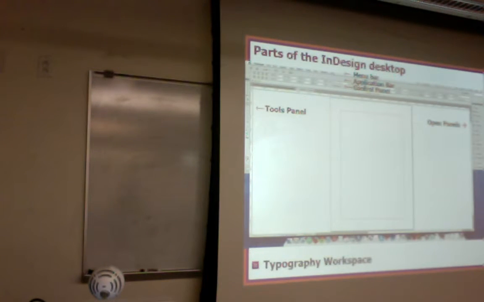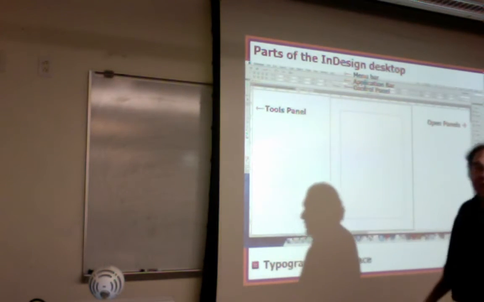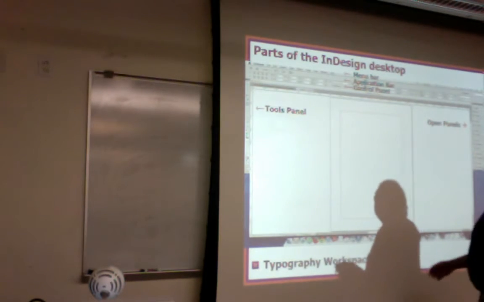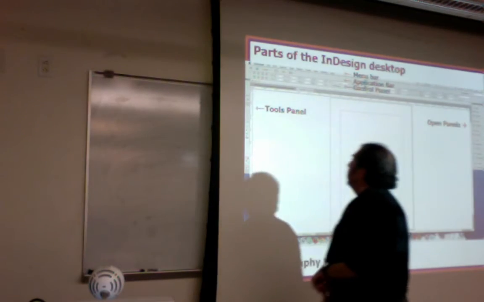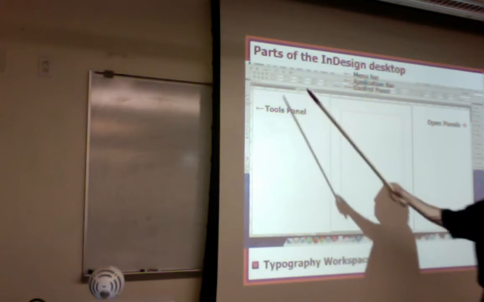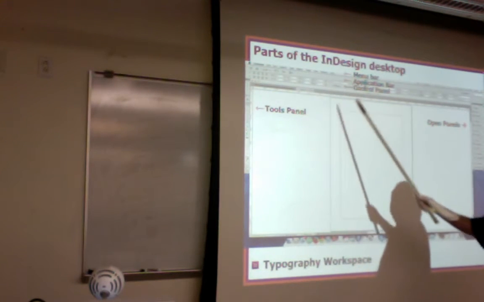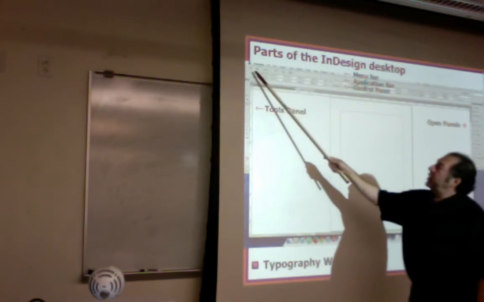Take a look up here at the top of my screen, and you can follow along because it is going to be very similar. There are some slight differences between the Apple and the Windows. The top one is called the menu bar, and each one of these things represents a menu. The next one is the application bar. This tells you that you're working in InDesign.